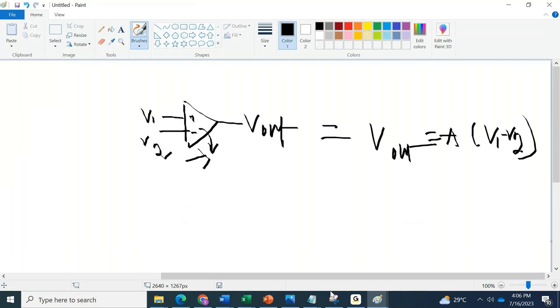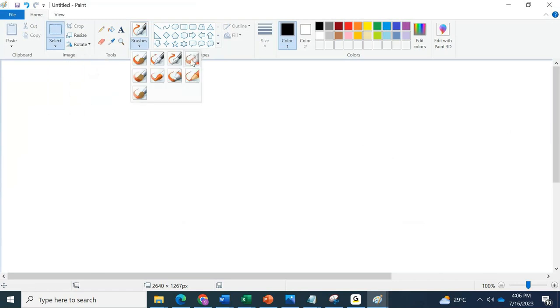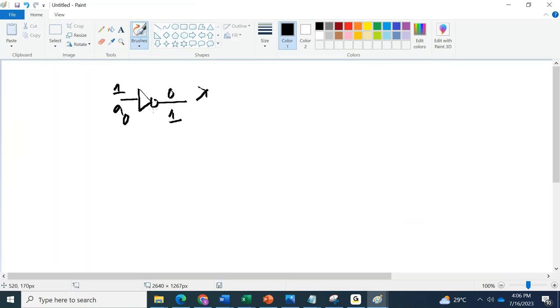Suppose we want to design an inverter. So inverter means, this is the symbol of an inverter. If you send A as 1, output will be 0. If you send 0, it will be 1. This is the operation. But we have to design it using CMOS. So how? You will connect a PMOS and an NMOS.